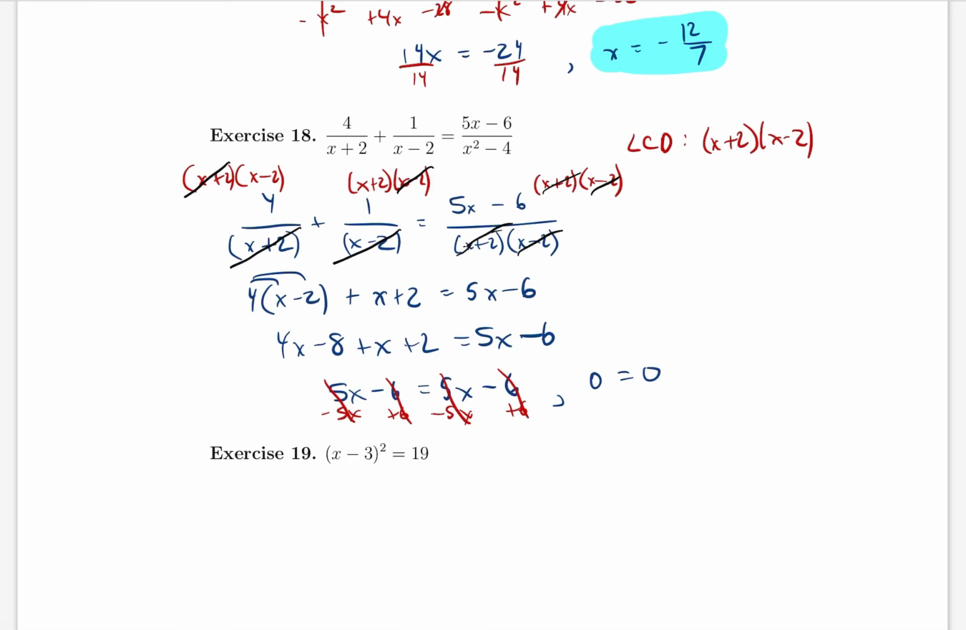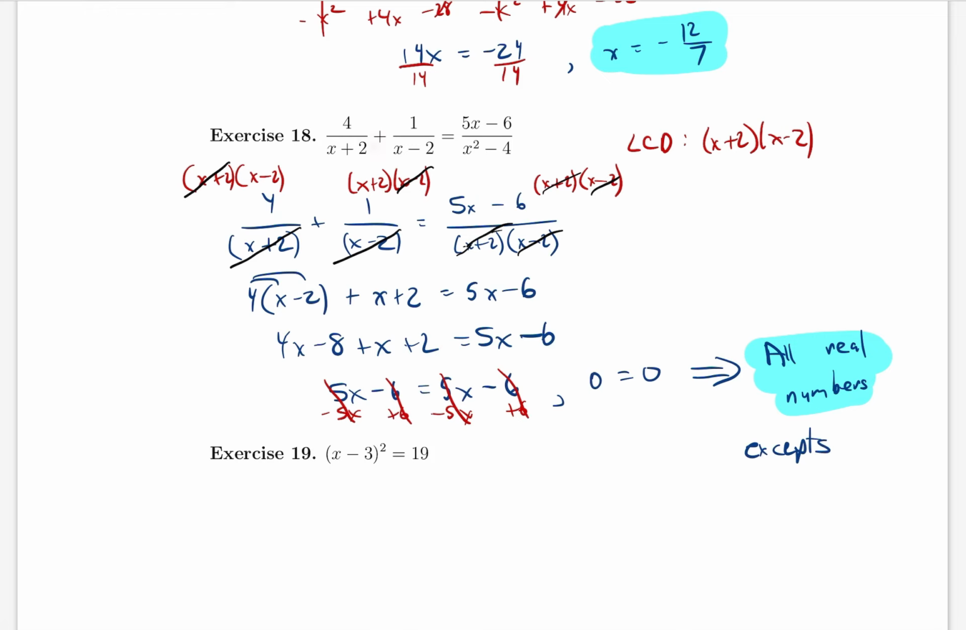In the cases where you get a true statement, it means the solutions are all real numbers. So in other words, any number that you substitute into the equation will work, except whatever makes the denominator equal to 0. So you do have to be careful. So it is not all real numbers. It's going to be all real numbers except the numbers that make the denominator undefined, or make the denominator equal to 0.